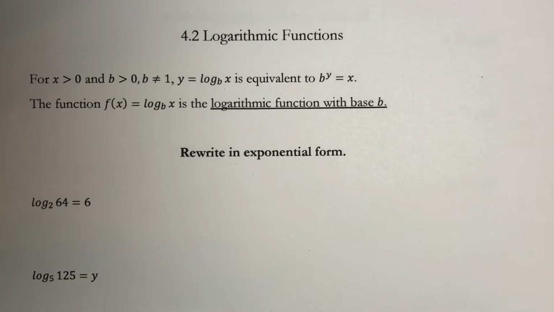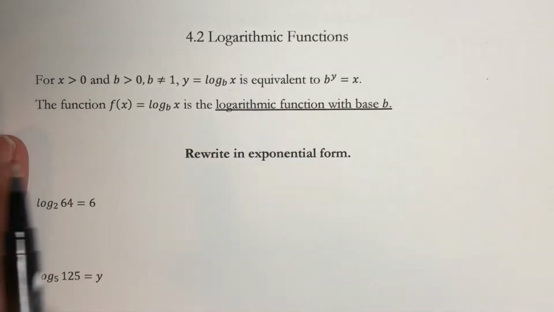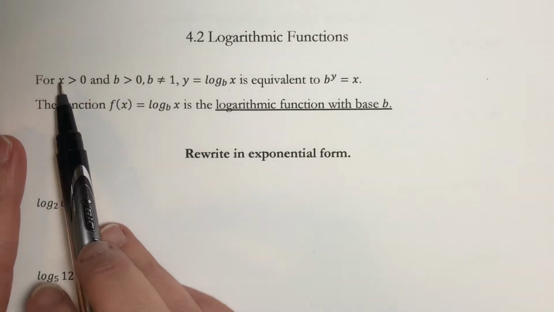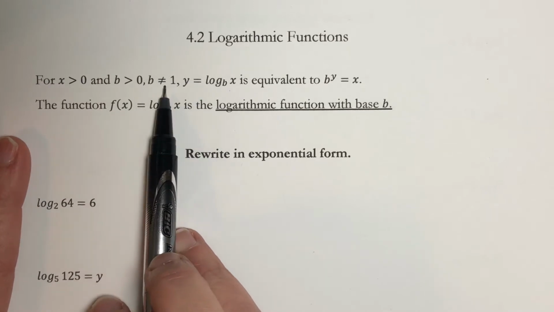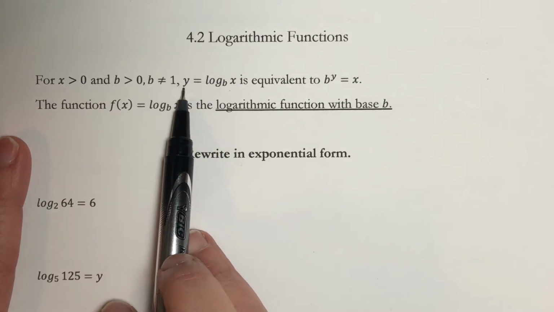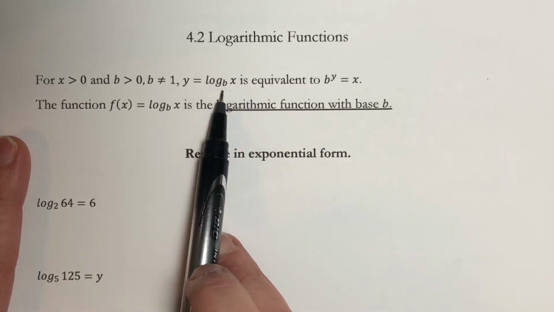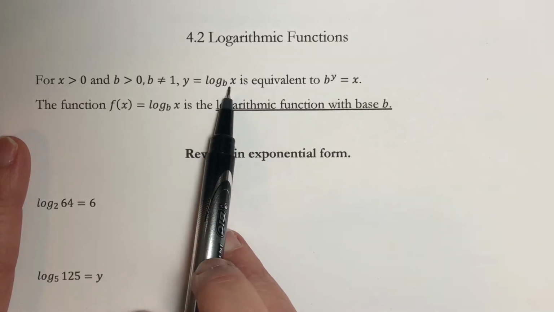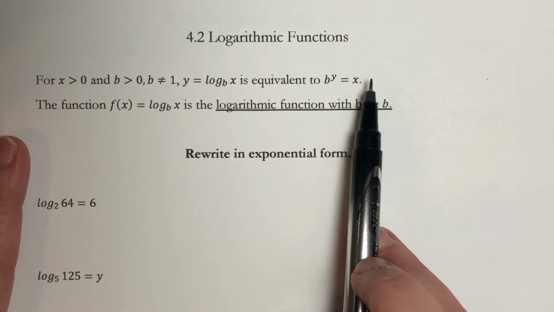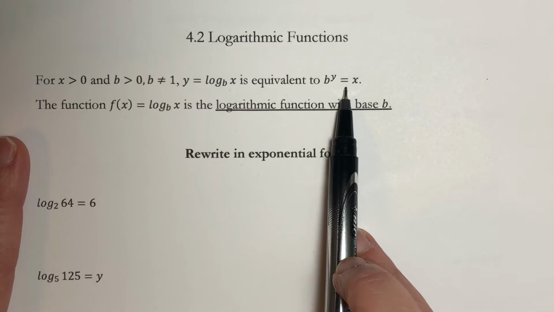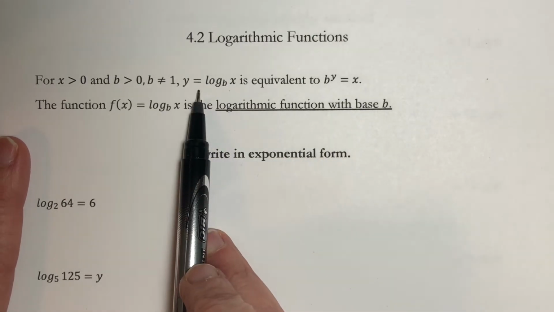operations. So in order to solve things that have exponentials in them, we're going to be using this inverse to get those solved. The inverse is called the logarithm, and the relationship between the two is if you have x greater than 0 and b greater than 0, but b is not equal to 1, then y equals log base b of x is equivalent to b to the y equals x. So here we have something in exponential form, and here we have something in logarithmic form.